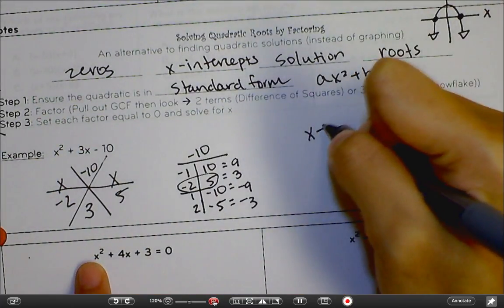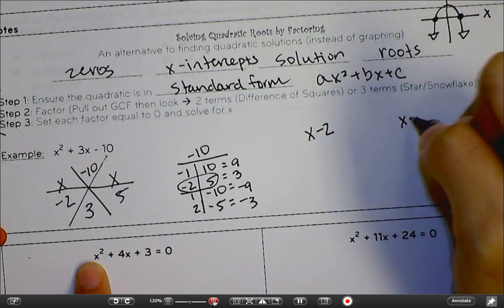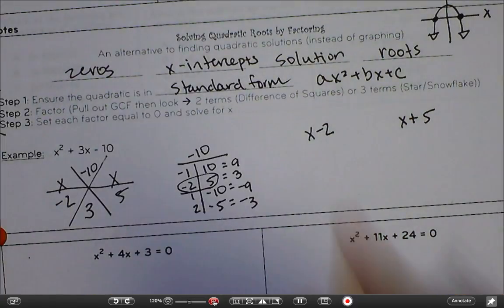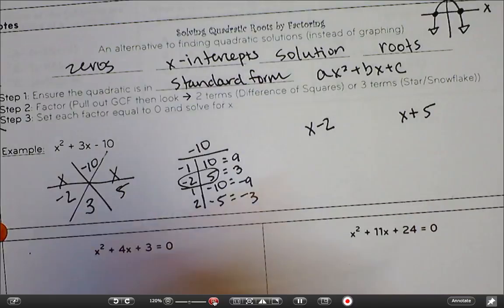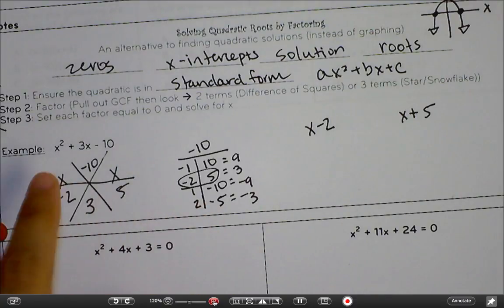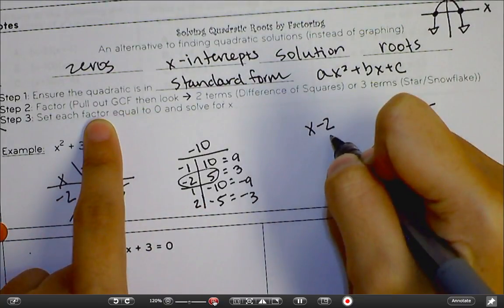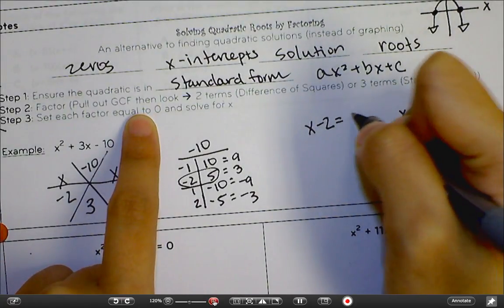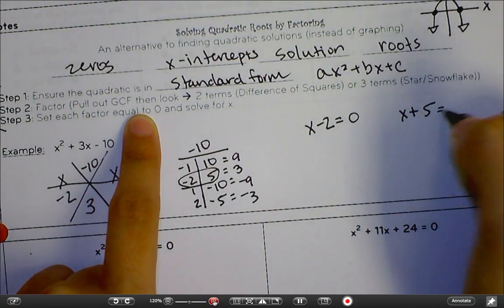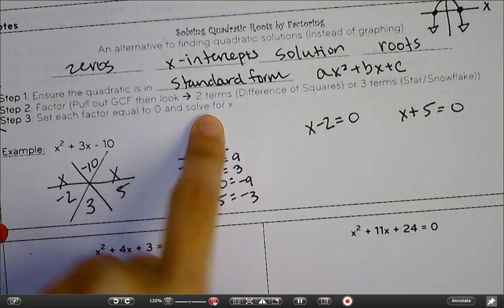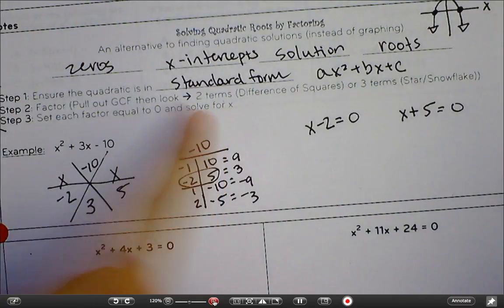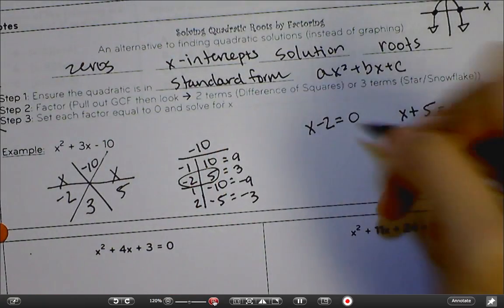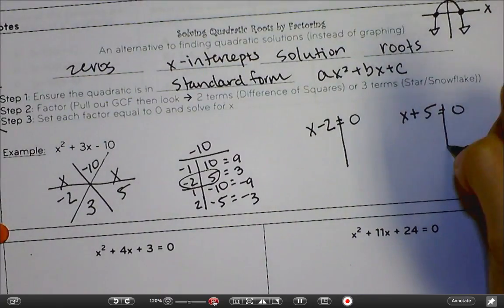So I have x minus 2, x plus 5. These are my 2 factors of the trinomial. I'm done with step 2. Moving on to step 3, I have to set each factor, here's 1, here's the other factor, equal to 0. Equal to 0, equal to 0. Now I need to solve for x. Simple one-step equation. I'm going to draw my line.